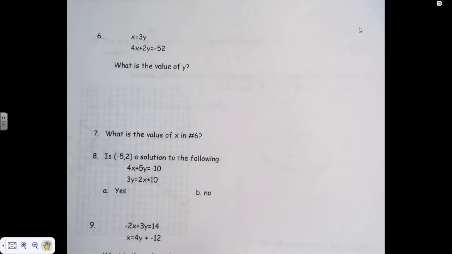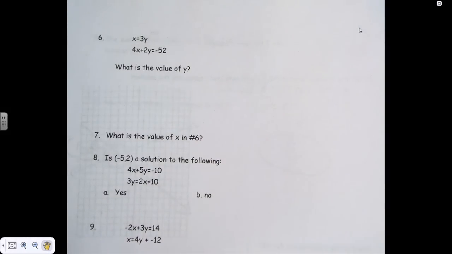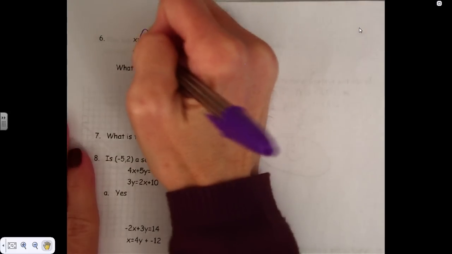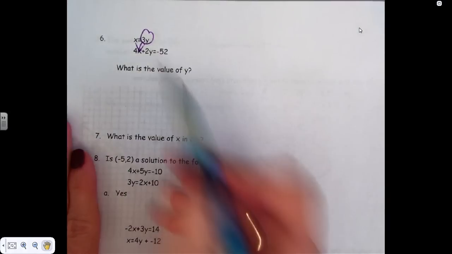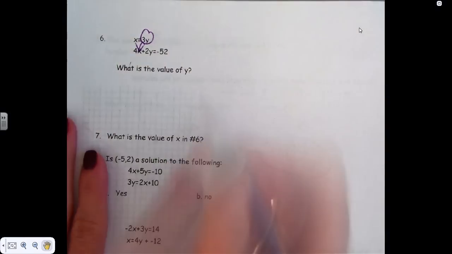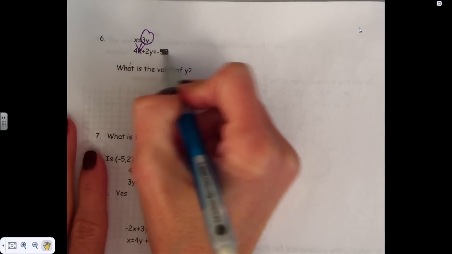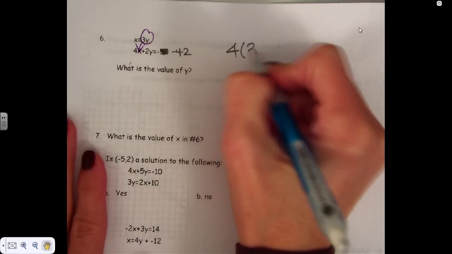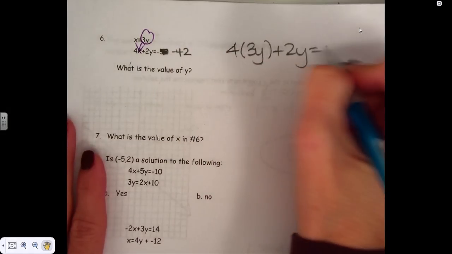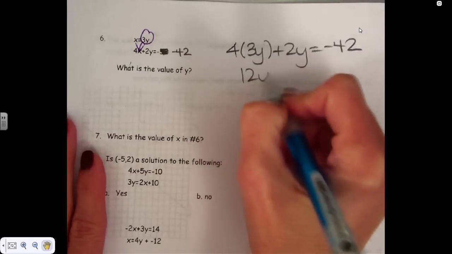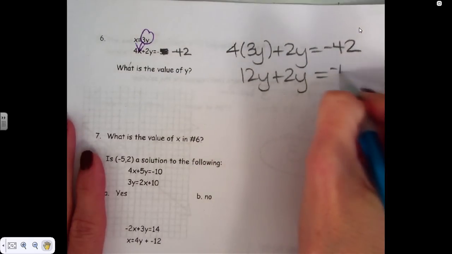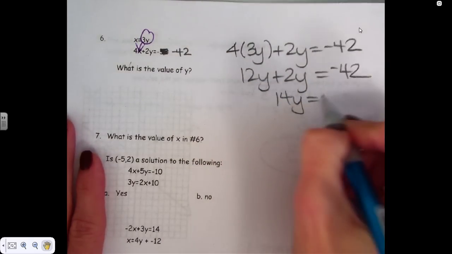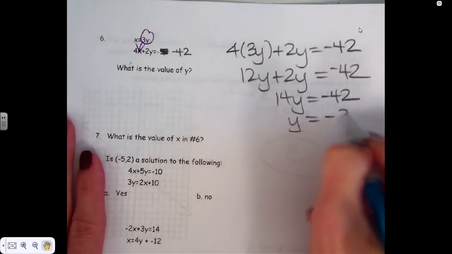Now here, like we talked about in class, you can use any method. The best method for me would be substitution, and substitute 3y in for x. And on this one there was another typo. Sorry about the typos. It should have read negative 42, and you corrected it on yours. So, 4 times 3y plus 2y is equal to negative 42. So that gives you 12y plus 2y, so 14y is equal to negative 42, so y is negative 3.